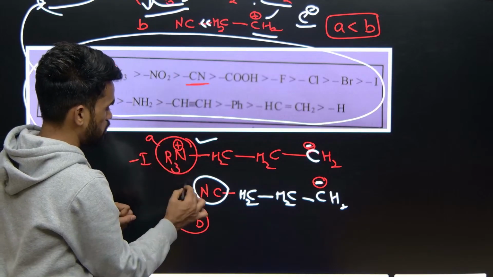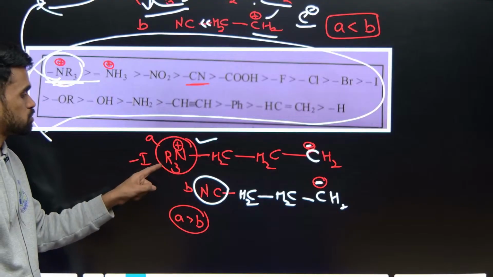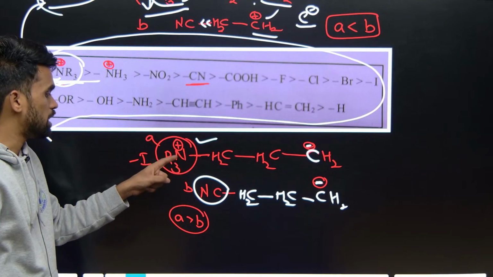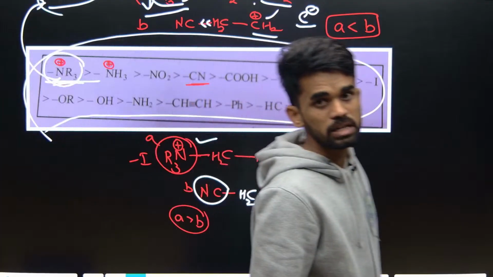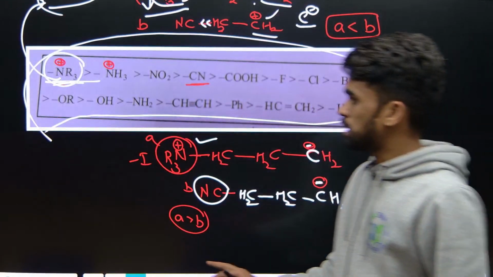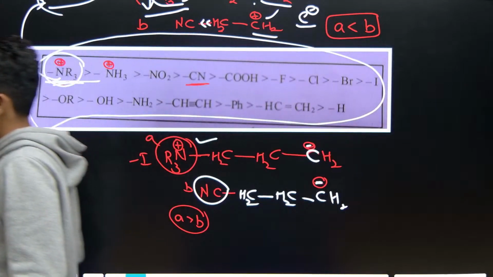Okay, if I say A and B, A is more stable than B because of the more minus I effect of NR3 plus when I compare with the CN. That's it. This is the application of inductive effect in case of carbocations and carbanions. Okay, right.